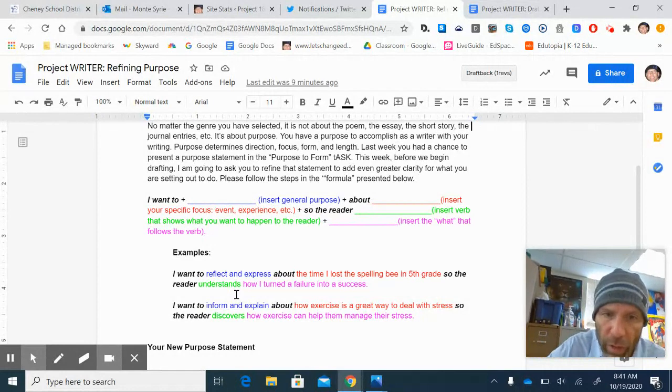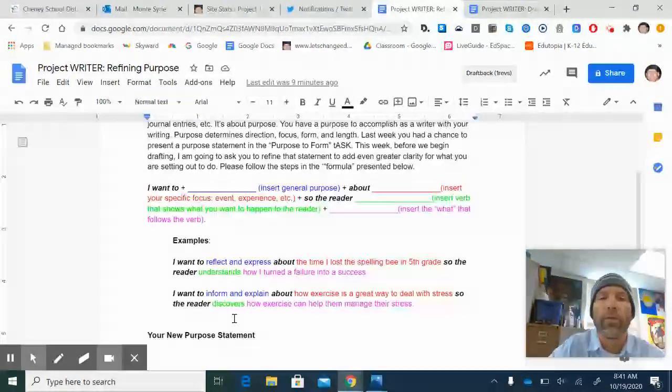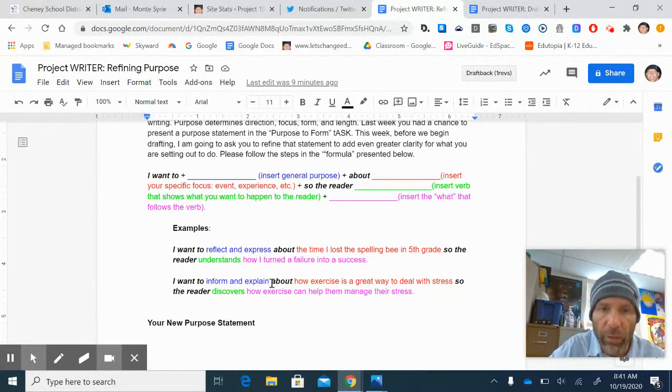And here's another example down here. I want to inform and explain, a different general purpose, about how exercise is a great way to deal with stress. So the reader discovers how exercise can help them manage their stress. And so by the end of reading this, the reader has to understand how exercise can help them manage their stress. That is the purpose, the focus that I am going into this piece of writing with.